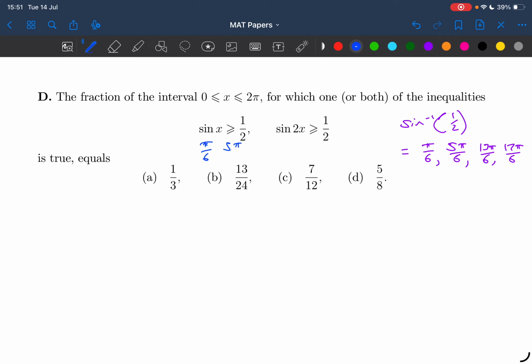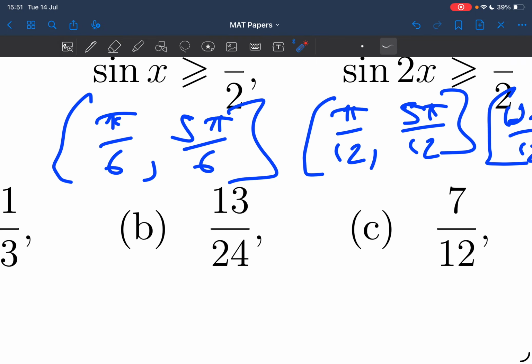This one then will be pi on 12, 5 pi on 12, 13 pi on 12, and 17 pi on 12. And it's going to be between those two, and between those two. All the stuff we've got on the right is over 12. So I'm going to rewrite this to be over 12 as well. So it should be 2 pi on 12 for that one, and 10 pi on 12 for this.